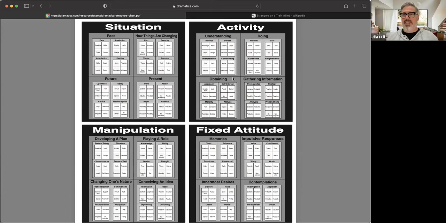You know, like I didn't ask you to do that. Yes, all of these fours: understanding, doing, obtaining, gathering information, as opposed to the other four down here, which are developing a plan, playing a role, changing one's nature, and conceiving an idea.